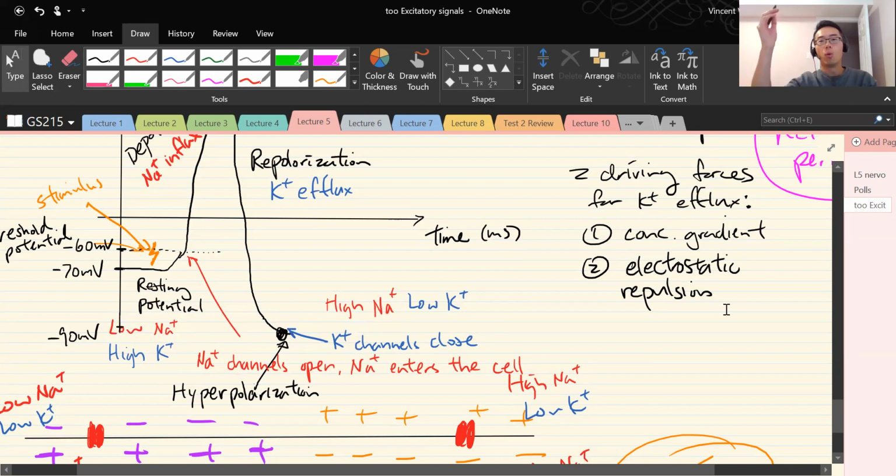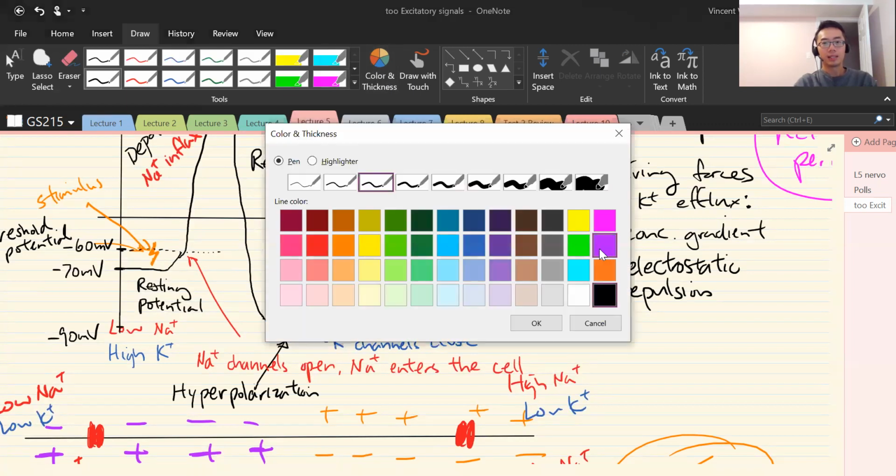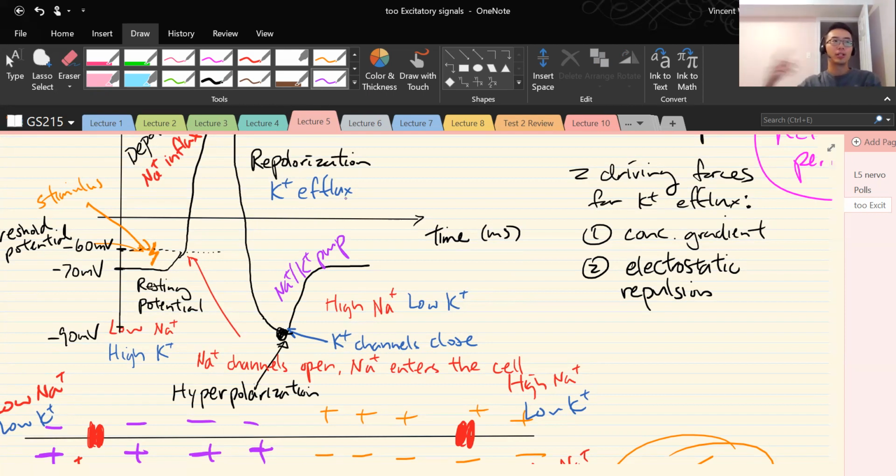Okay, and what do you think is going to come fix that? What's going to take all these extra sodium out and bring in more potassium and then put us back to minus 70? If you are thinking that's right, it's the sodium potassium pump, then you'd be correct. So the sodium potassium pump will recreate the resting condition so that the neuron can fire again. Okay?